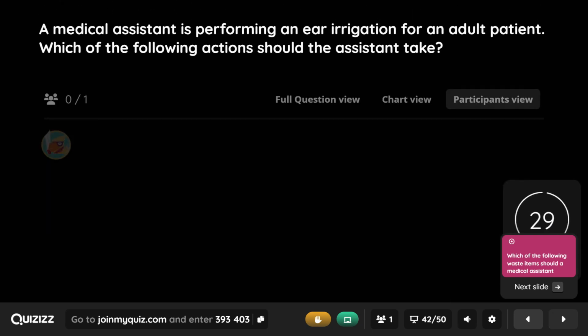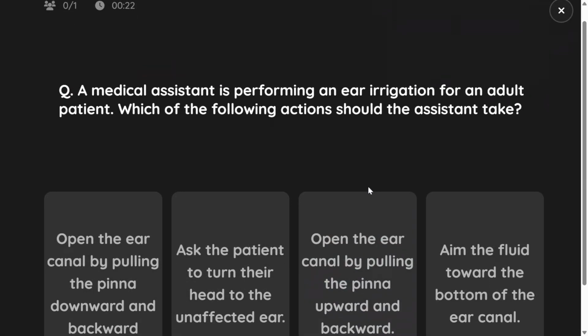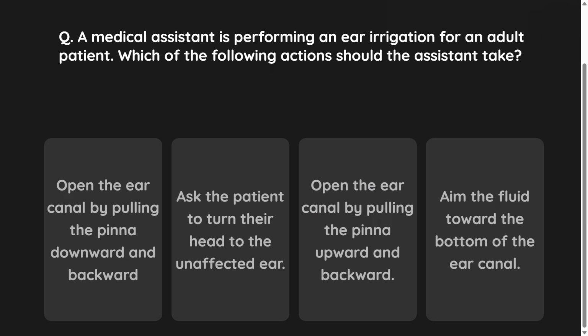A medical assistant is performing an ear irrigation for an adult patient. Which of the following actions should the assistant take? Open the ear canal by pulling the pinna down and backward. Ask the patient to turn their head to the unaffected ear. Open the ear canal by pulling the pinna upward and backward, or aim the fluid towards the bottom of the ear canal. Which one is the more logical response?